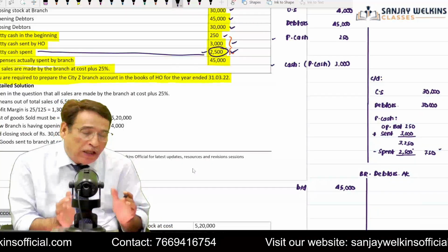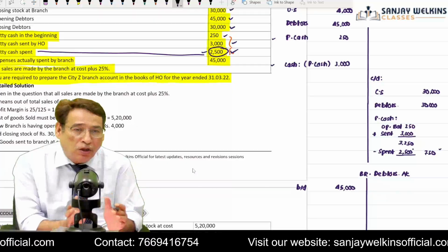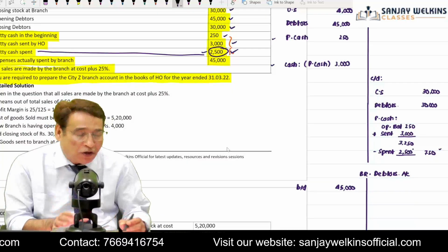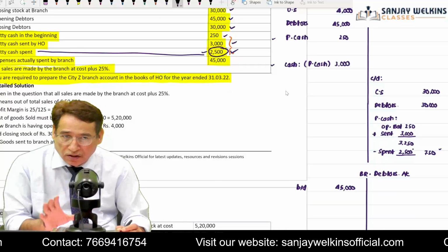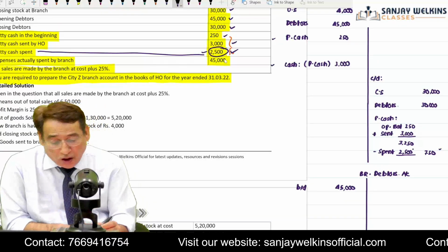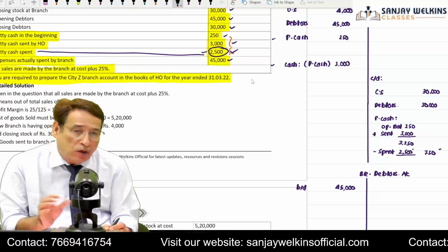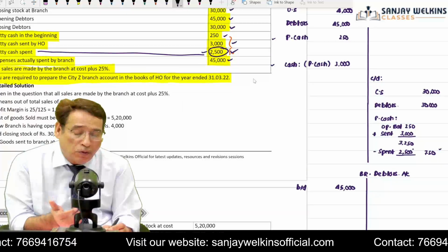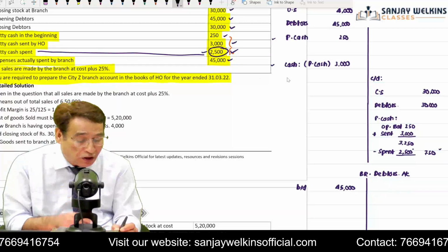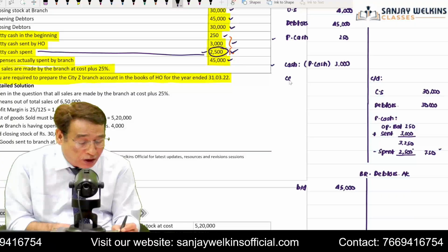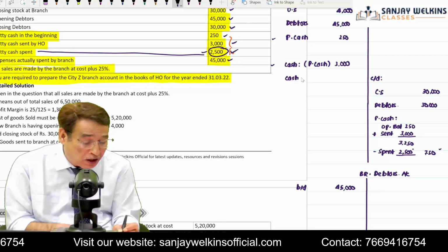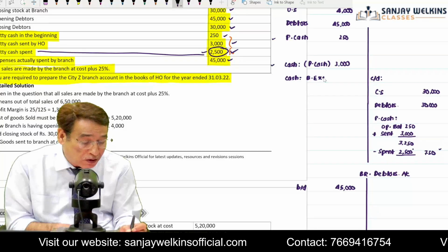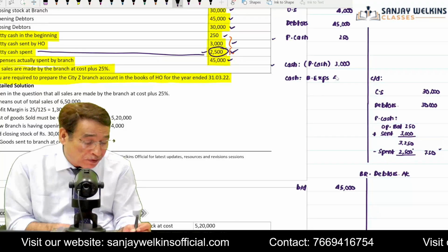So in order to bring the petty expenses into this particular account, this is the methodology which we are supposed to adopt. We cannot reflect petty expenses straight away. Is it clear to you or not? Also, it is given that branch actually spent 45,000. So whatever expenses of the branch are there, for that head office sends cash. So we are going to write here to cash, and here I am going to write branch expenses. That is equal to 45,000.